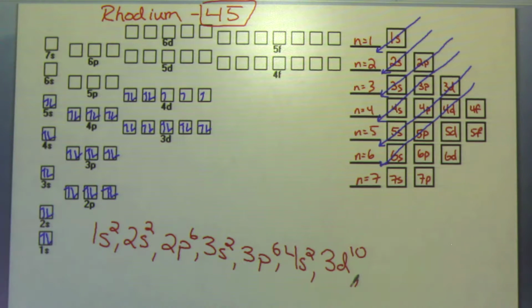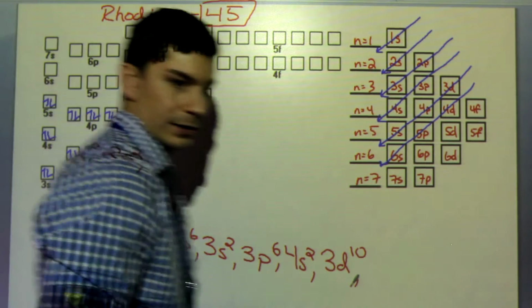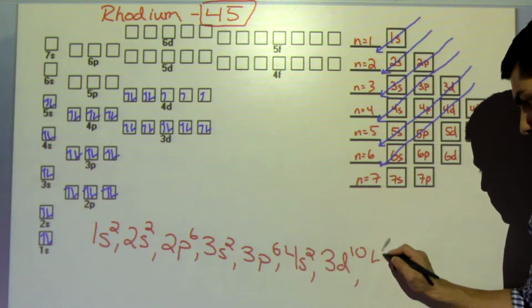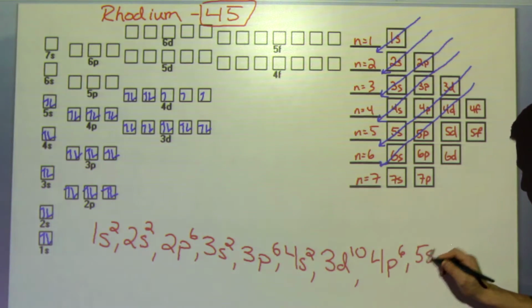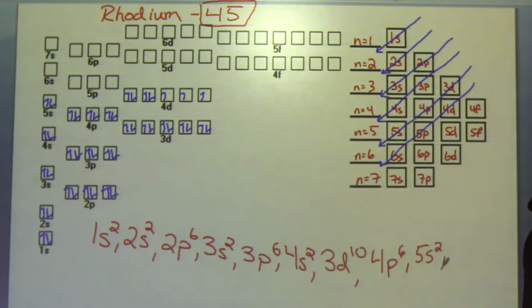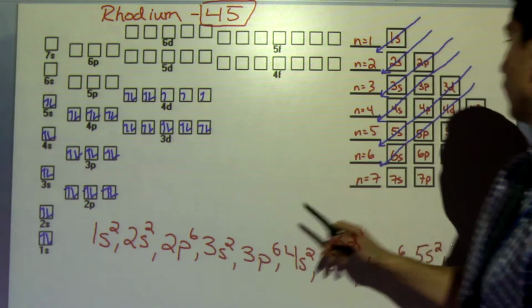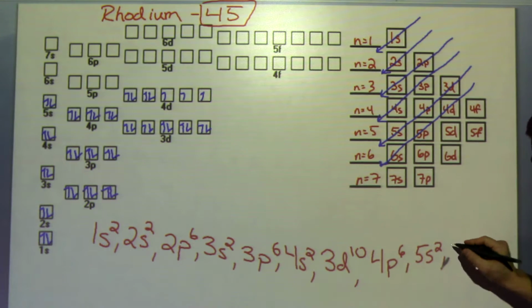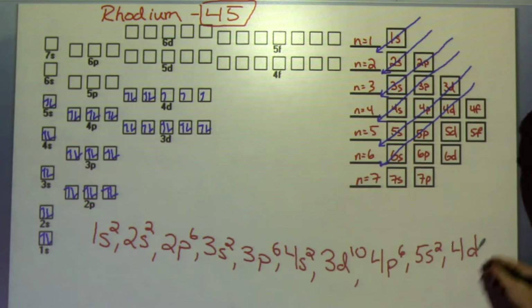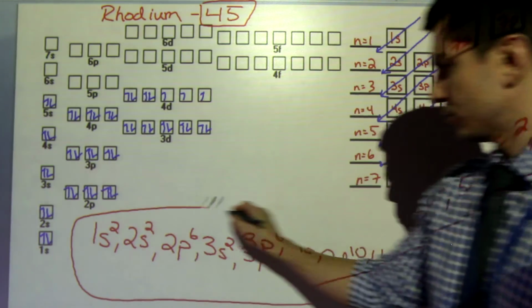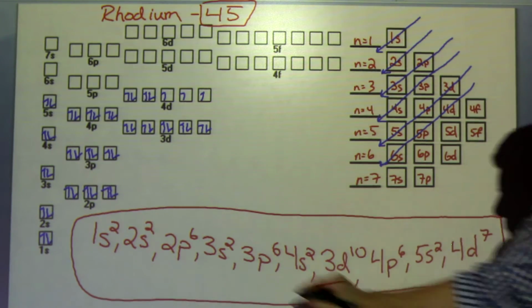All right. After 3d, we went to 4p and 5s, and in 4p we put 6 in. Switch sides here. Okay. After 5s is when we're going to go to our 4d, and our last one we put in 1, 2, 3, 4, 5, 6, 7. So here is our electron configuration for rhodium.